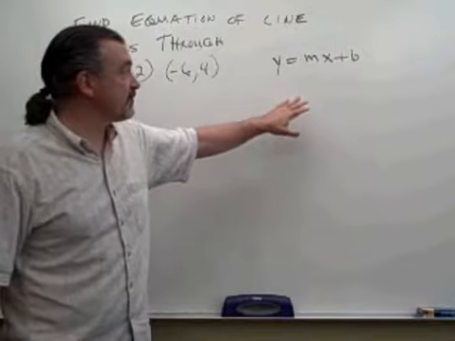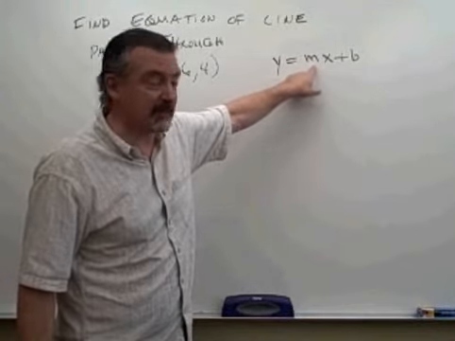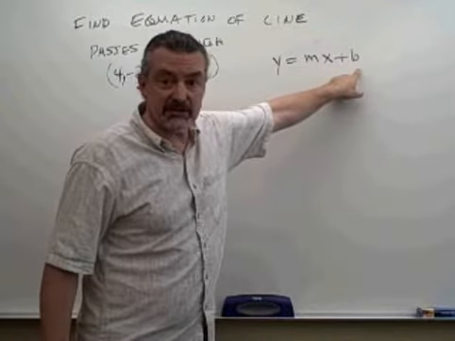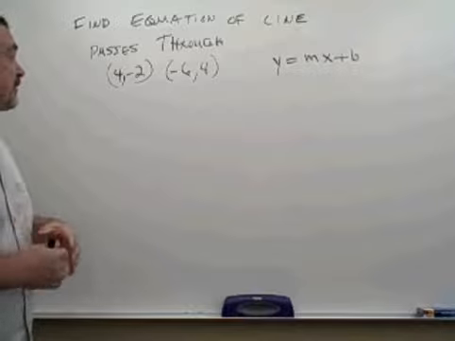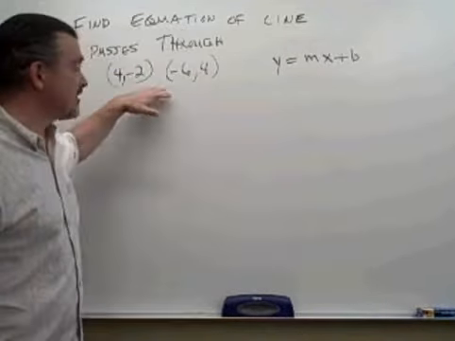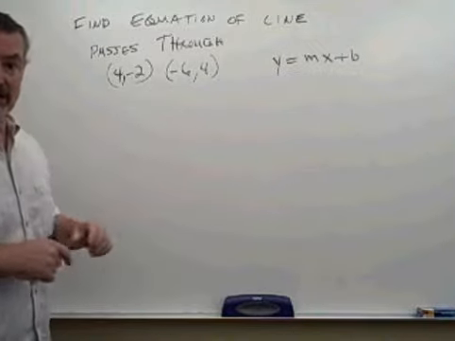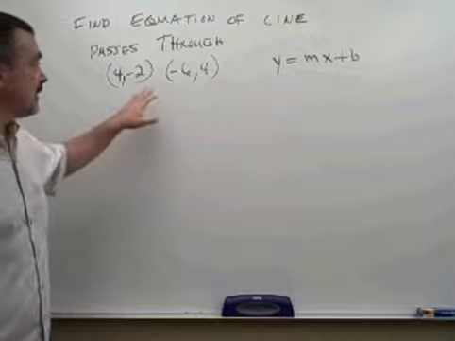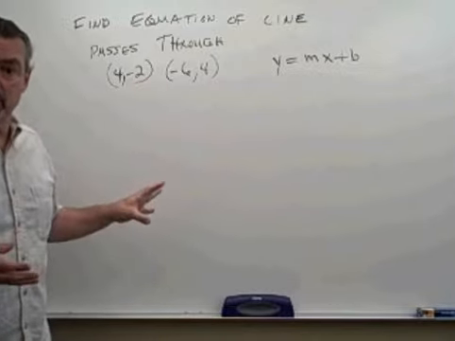Remember, in slope-intercept form, the coefficient of the x is the slope. We represent that with the letter m. And the constant is the y-intercept. That's represented with the letter b. So we want to find the m value and the b value from this information that will then give us the equation of the line that contains those 2 points. Well, if we have 2 points, we can immediately find the slope.